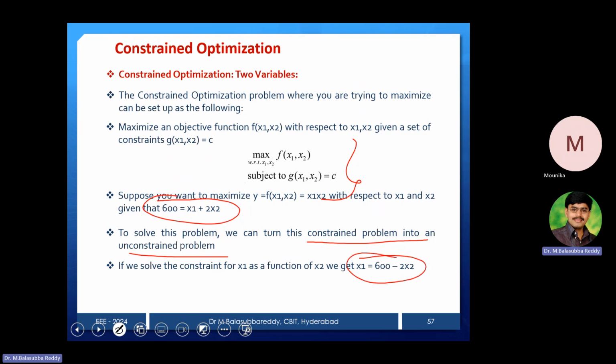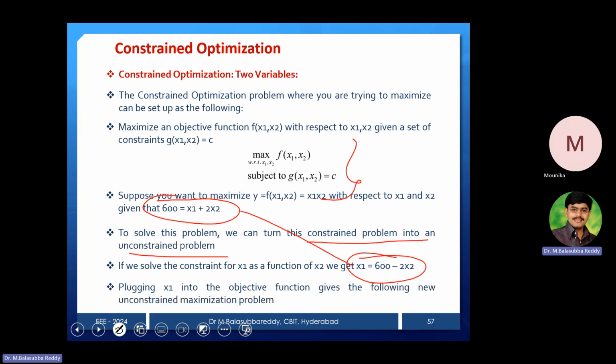Anything will be like this. Because the total is 600, that is equal to x1 plus 2x2. From that, I can write x1 is equal to 600 minus 2x2. Now, substituting x1 into the objective function gives the following new unconstrained problem.